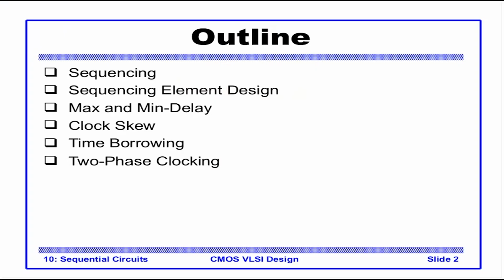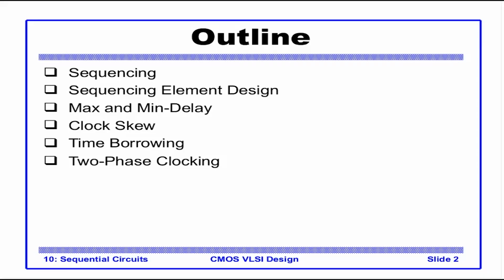we'll see how sequential elements are used in sequencing. We'll see two major types of sequential elements, latch and flip-flop. We'll see how they are designed using CMOS. We'll look at the delay parameters of a latch and flip-flop both. Now latch and flip-flop both have the concept of max delay and min delay. We'll look into that.